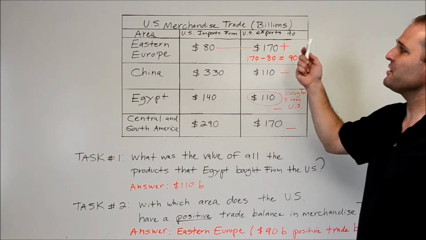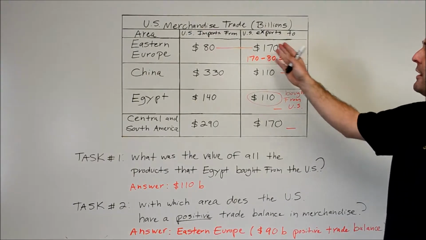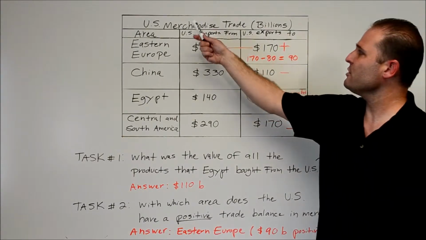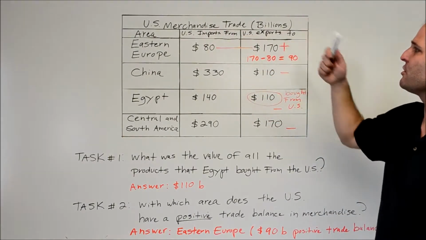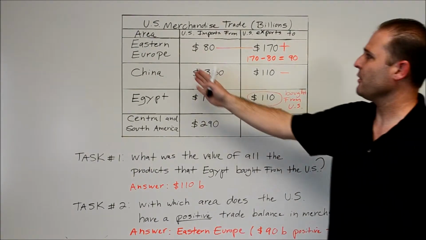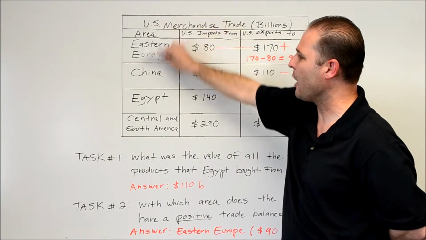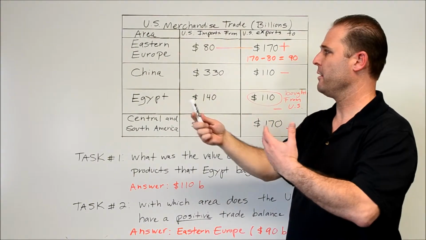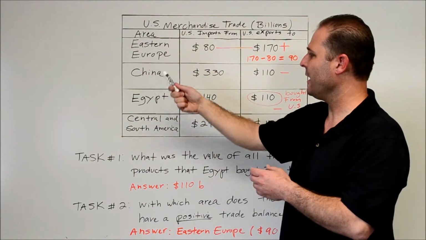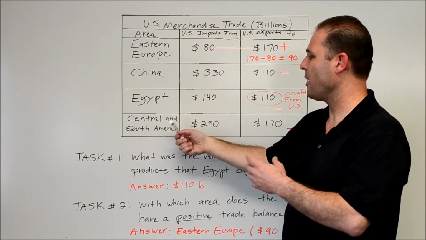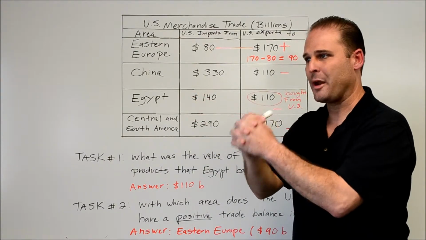Continuing from chapter 16. In this example, we'll look at a chart that shows U.S. merchandise trade in billions of dollars. So if we look at the different columns, the first column will show our areas in the world that we trade with. Eastern Europe, China, Egypt, Central and South America are placed together as one trading unit.